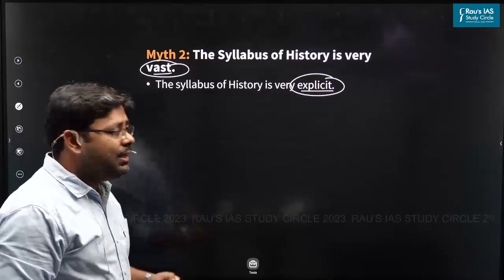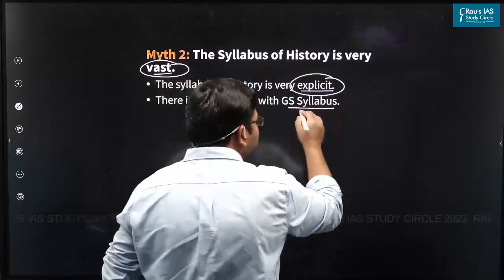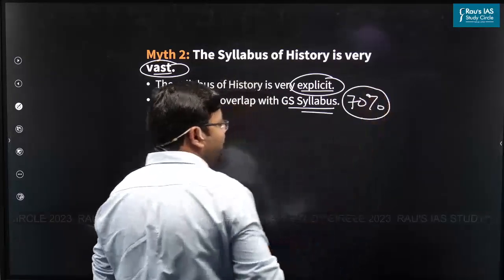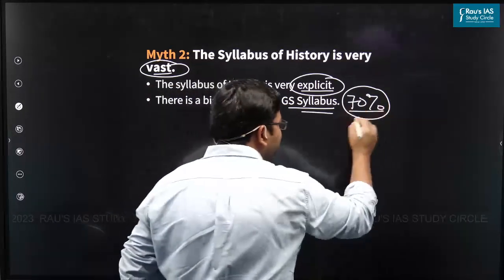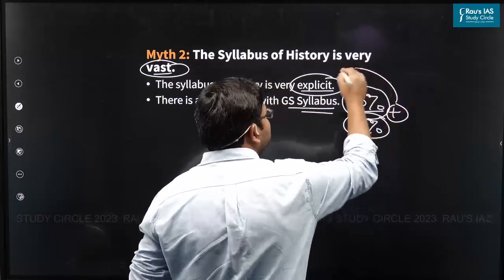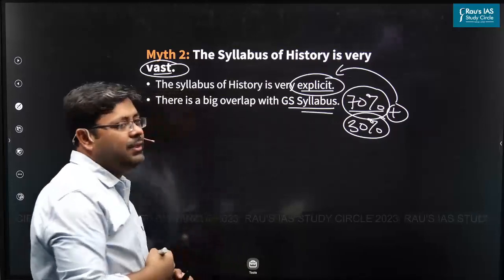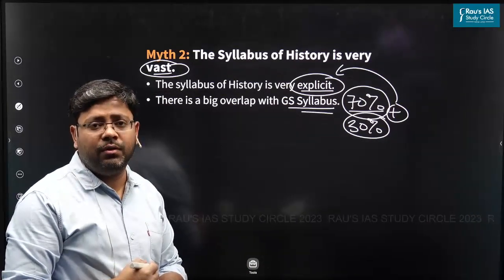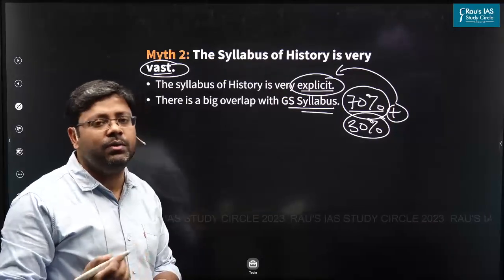Not only this, anyway, nearly 70% of the syllabus you have to study for your GS part. And when you add 30% more of analysis and debate, you reach the syllabus of history optional. To make my point clear, I'll take two questions of UPSC, one from optional, one from GS.